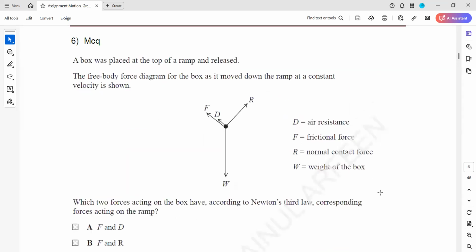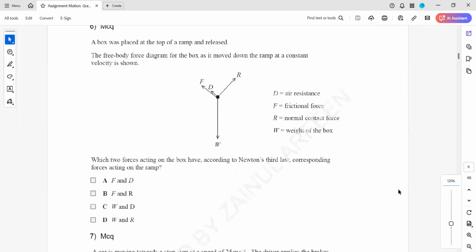The box is placed on the top of the ramp and it is released. The free body force diagram is as shown as it moves down at a constant velocity. Which two forces acting on the box, according to Newton's third law? So we need a Newton pair of forces. Newton pair forces, action and reaction forces, are equal and opposite in direction. A box is there. D is the air resistance, which is not the reaction force.